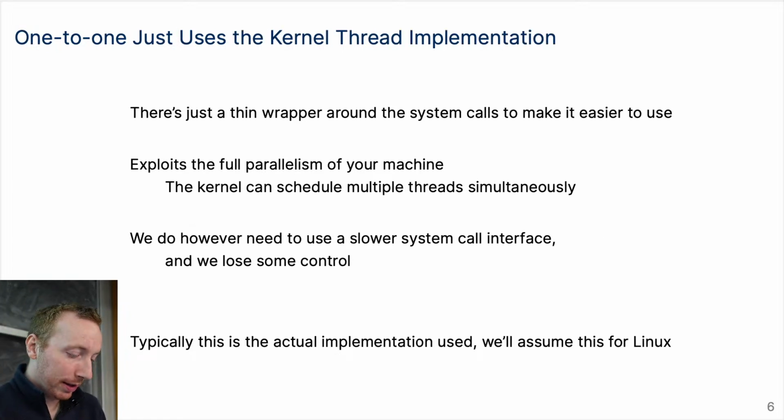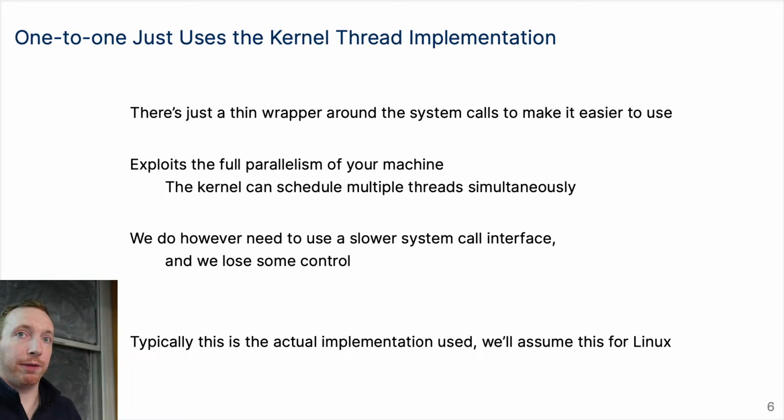Okay, so one-to-one just uses the kernel thread implementation, which shares a lot with processes, right? There's just a thin wrapper around the system calls to make it easier to use, and we can strace some applications to see how kind of ugly it is, but you get to deal with that ugliness in Lab 2, unfortunately. But this exploits the full parallelism of your machine. Since the kernel knows about it, if one thread blocks, or if you just have 8 cores and 8 threads, it can schedule them to all happen in parallel and use the full potential of your machine.